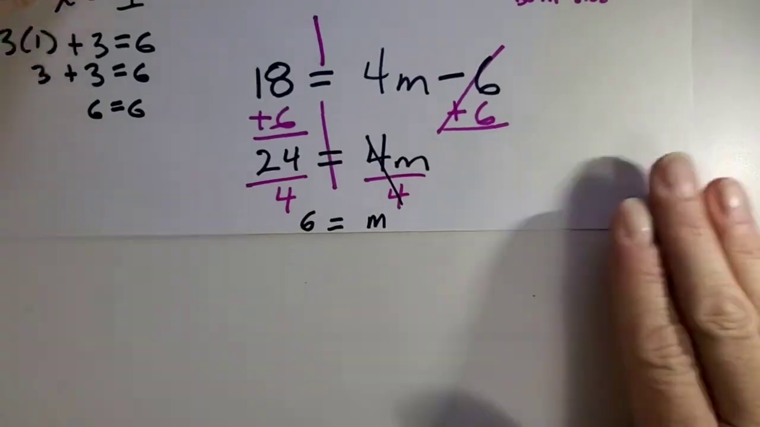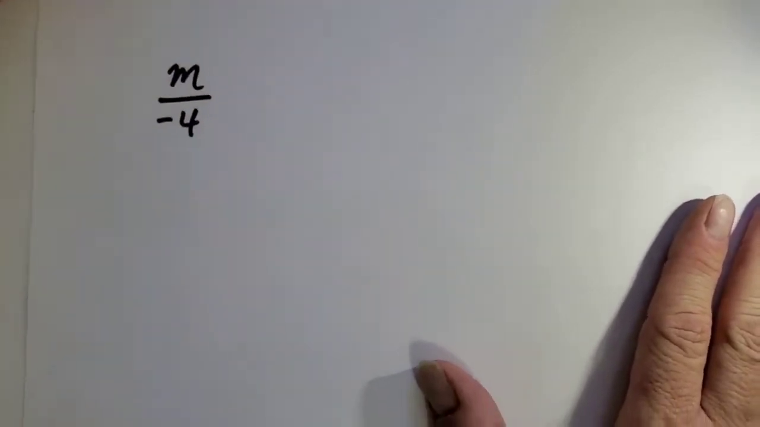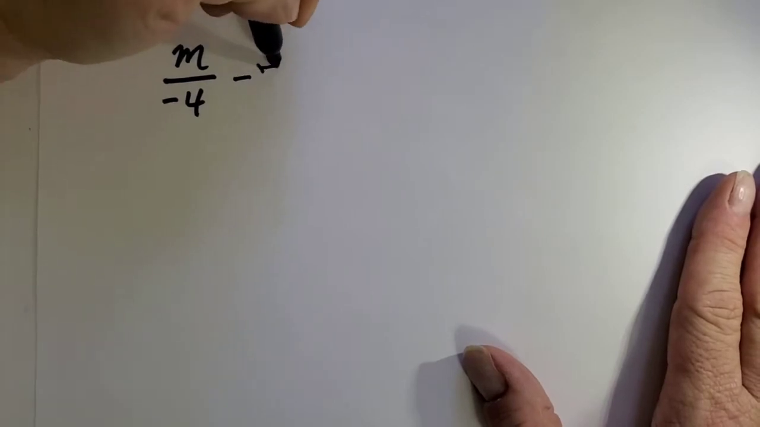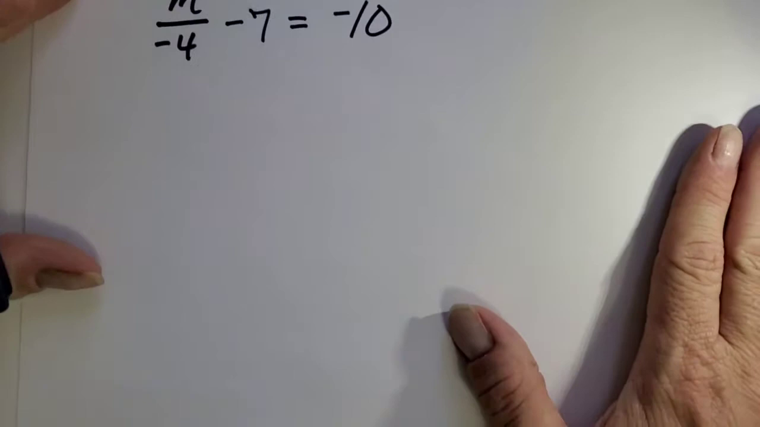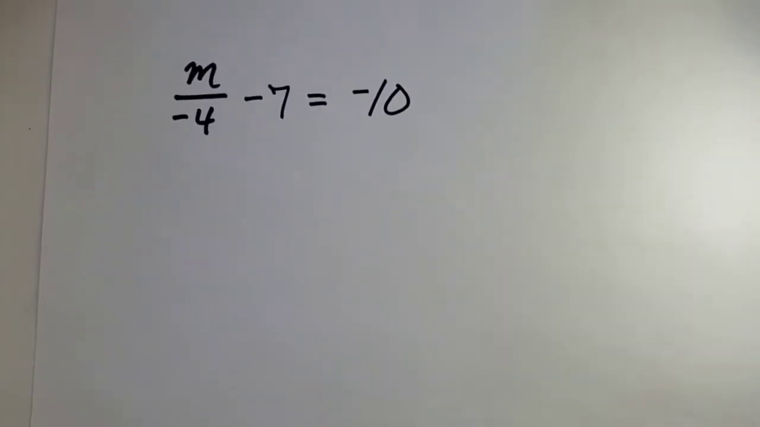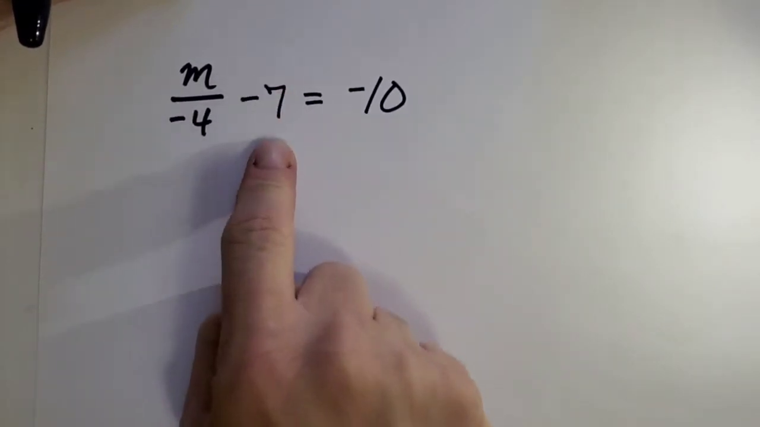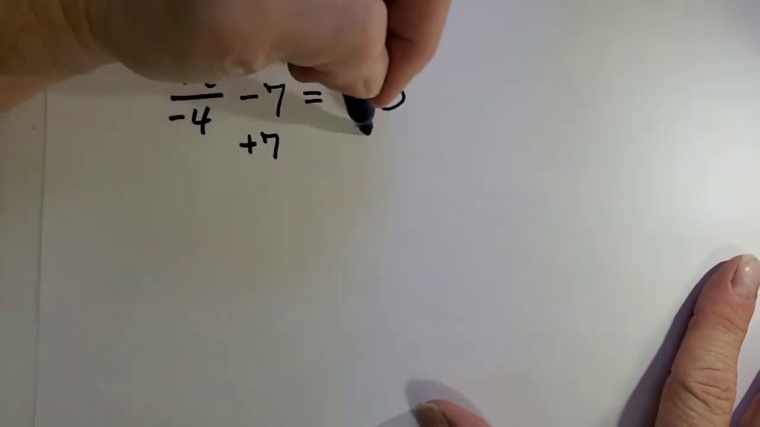Okay? Very good. Let's do one more before I leave you. Let's mix it with, let's go with M divided by negative 4, minus 7 equals, let's go with negative 10. Okay? So here we go. What are the steps? Steps are focus on the variable side. Move the constant first. So what's the opposite of that? Good. To both sides.